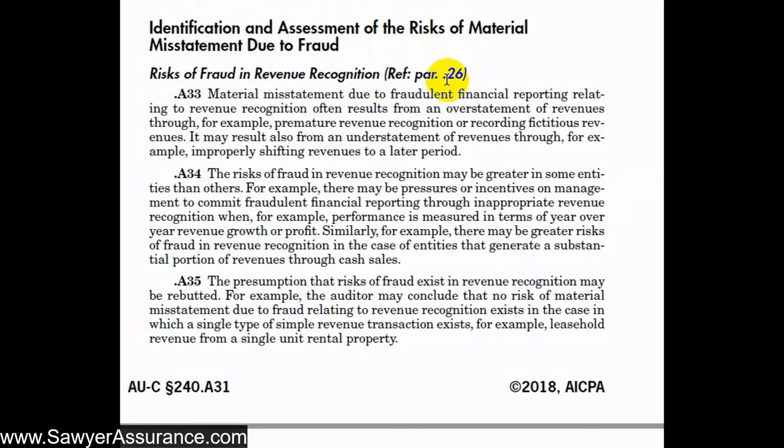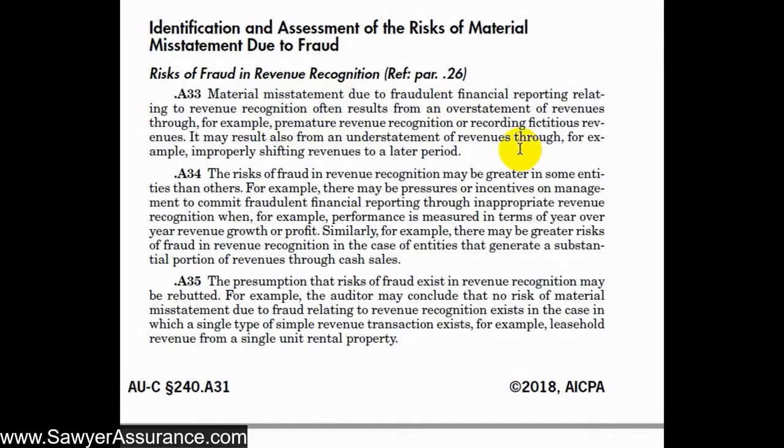As we saw in the requirements, we're supposed to presume that there is a risk of fraud in revenue recognition unless we can document or understand differently. The reason we have to do this is that material misstatement due to fraud in financial reporting related to revenue recognition often results from an overstatement of revenues. That would be like premature revenue recognition or recording fictitious revenues, and it could also result from an understatement of revenues through, for example, improperly shifting revenues to a later period. Given that this is such a high risk, that's why we have to single it out.